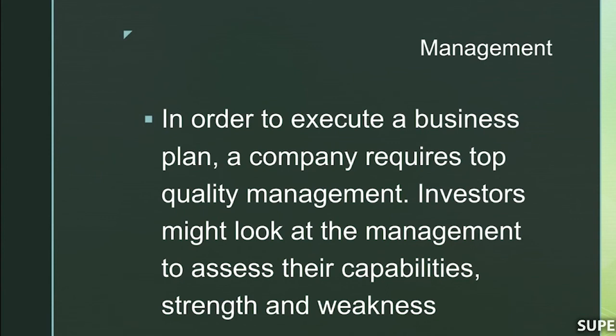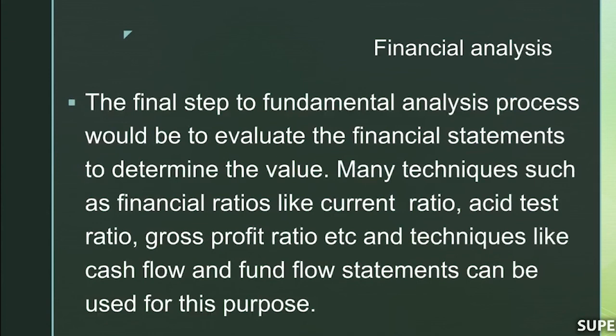And the last factor to be considered is financial analysis. An investor can rank the companies on the basis of financial analysis. That means it is the final step in the fundamental analysis process. It is evaluating the financial statements to determine the value of that firm. Many techniques such as financial ratios like current ratio, acid test ratio, gross profit ratio, etc., and techniques like cash flow statement and fund flow statement can be used for this purpose.